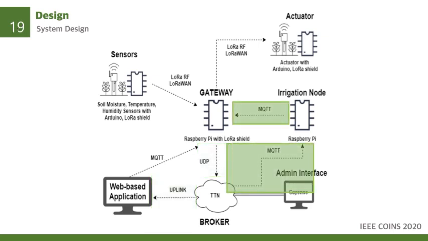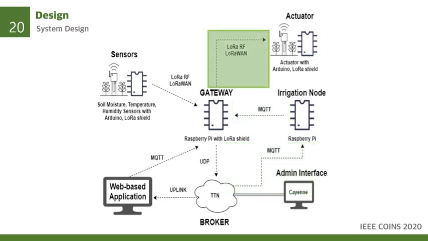Also, TTN Cloud sends the data to the irrigation node for edge computing using MQTT, and the irrigation node, which is a Raspberry Pi, collects weather data using Open Weather API, and sends the weather data and sensor data to the gateway using MQTT. Then the gateway decides whether to send a signal to activate or deactivate the actuator using LoRa RF and LoRaWAN. The actuators are connected to an Arduino with a LoRa Shield.